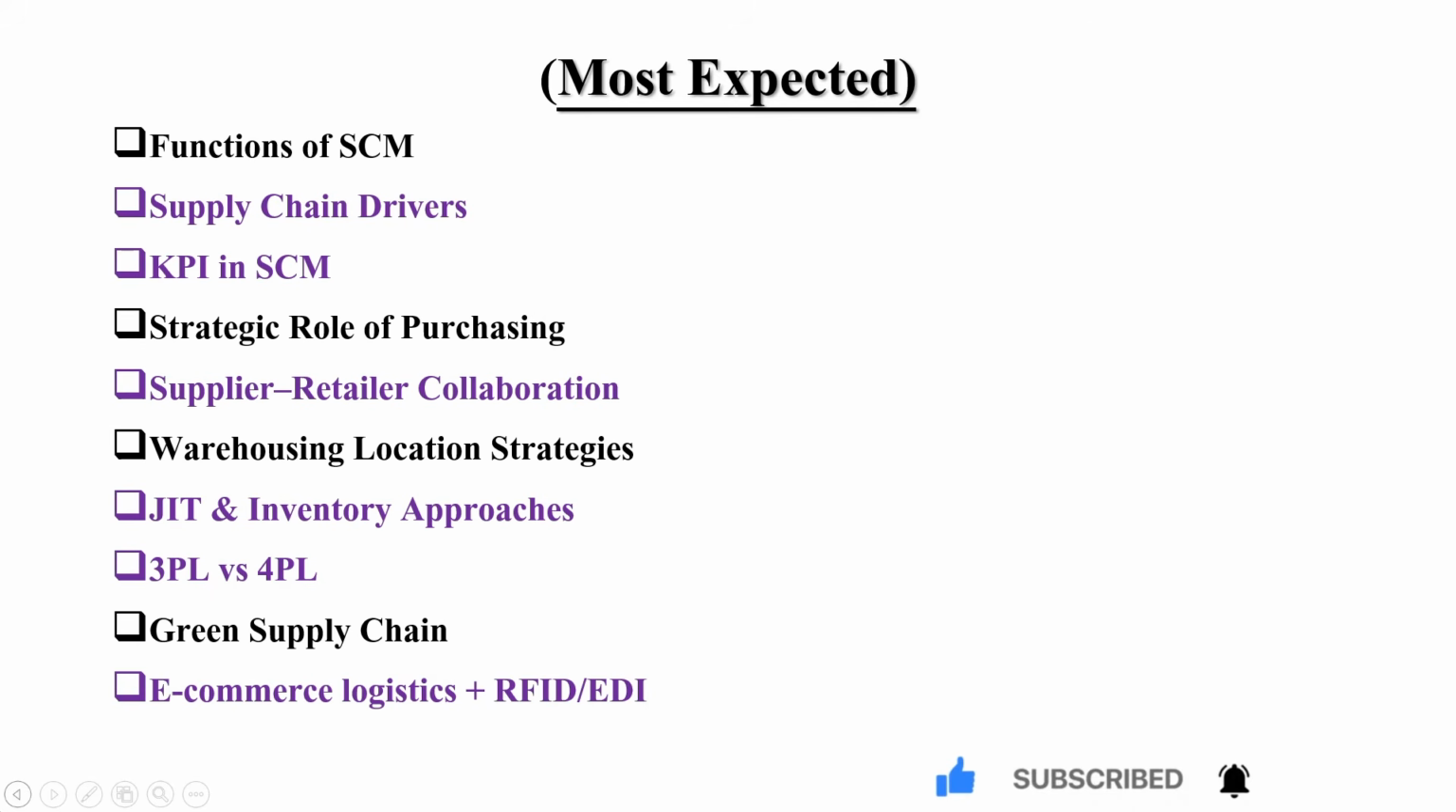Before ending, here are the highly probable questions. Functions of SCM. Supply chain drivers. KPI in SCM. Strategic role of purchasing. Supplier, retailer collaboration. Warehousing location strategies. JIT inventory approaches. 3PL versus 4PL. Green supply chain. E-commerce logistics plus RFID, or AI.